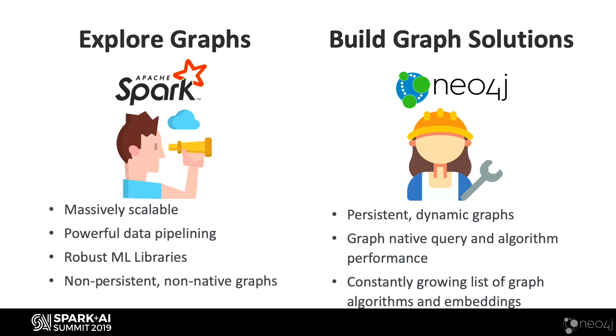Once you're in Neo4j, we're a database. These are persistent dynamic graphs. You can save, update, modify. You have graph native query and algorithm performance. So we have graph specific data structures to optimize these multi-hop queries, these global traversals. And we have a constantly growing list of graph algorithms and embeddings to let you start doing this complicated feature engineering.